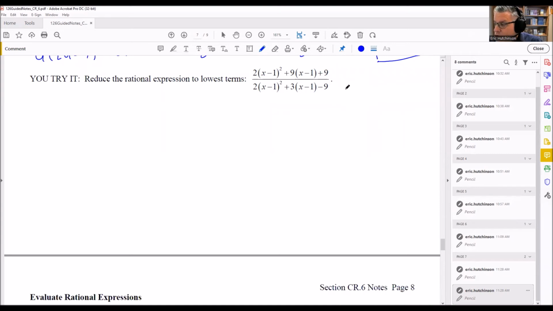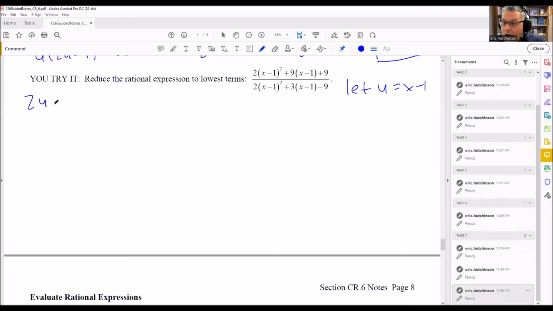Once again, we're going to let u equal the ones in the parentheses that we see there. That's going to allow us to rewrite it as 2u squared plus 9u plus 9. In the bottom, 2u squared plus 3u minus 9. Now, we're going to factor this a little bit differently than the previous problem. The previous problem, we did the factoring by grouping, which is probably a little bit better in that case because there's a lot of factors to try.